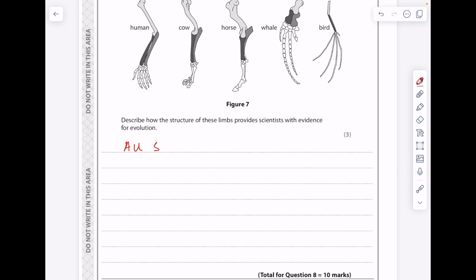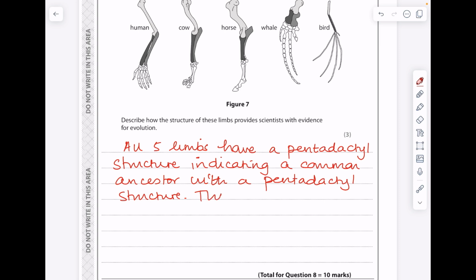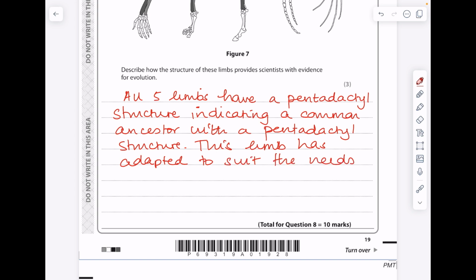So all 5 limbs have a pentadactyl structure indicating a common ancestor with a pentadactyl structure. This limb has adapted to suit the needs of each animal.